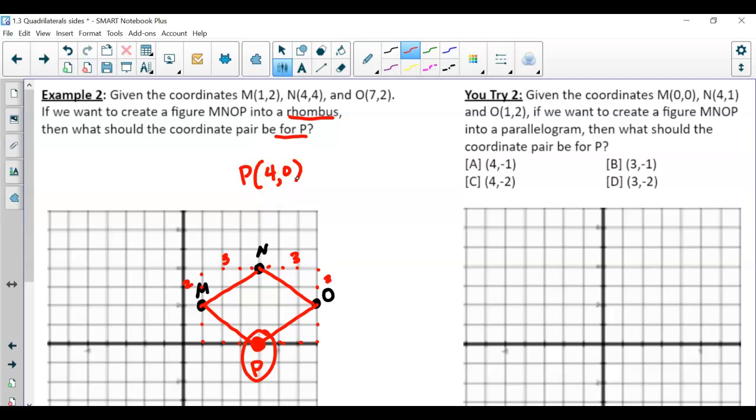Go ahead and pause the video and try the U-try on your own. And here we go. So here you are looking for a parallelogram. So here we've got M at 0, 0, N is at 4, 1, and O is at 1, 2. Now you are looking again for that parallelogram where now the opposite sides have to be parallel and congruent.